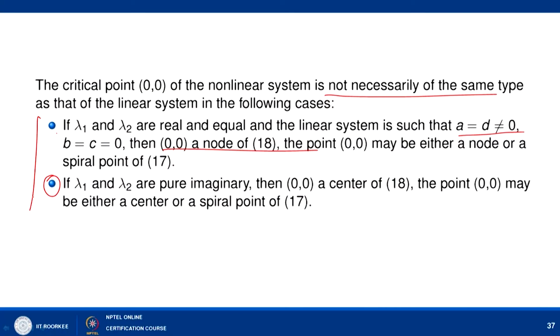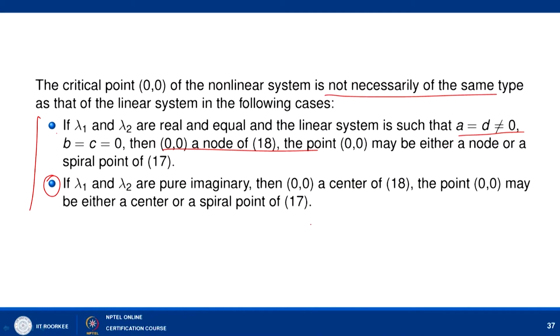And second, if lambda 1 and lambda 2 are purely imaginary, then (0, 0) is a center of the linear system, as we have already discussed in case 5. The point (0, 0) may be either a center or a spiral point of the nonlinear system. So, in these 2 cases the behavior of the critical point may not correspond, right.